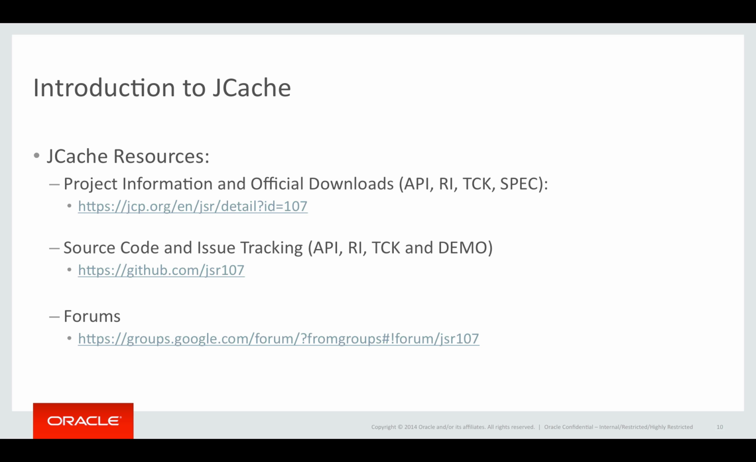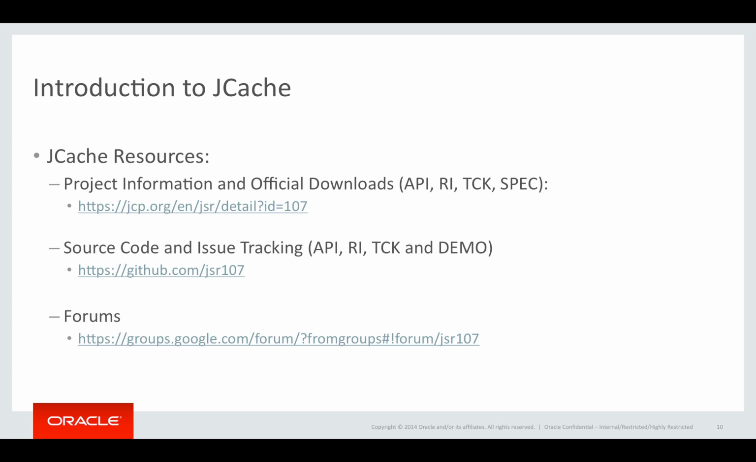In terms of JCache-specific resources, which are available for the entire community, the following sites can provide information on JCache. So firstly, there's the JCache official page on the JCP. This provides information about the project itself and all of the official downloads, for example, the API, the RI, the spec, and the TCK.